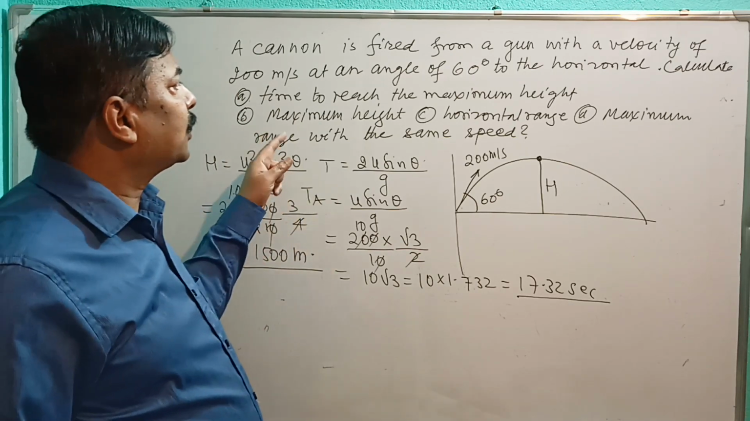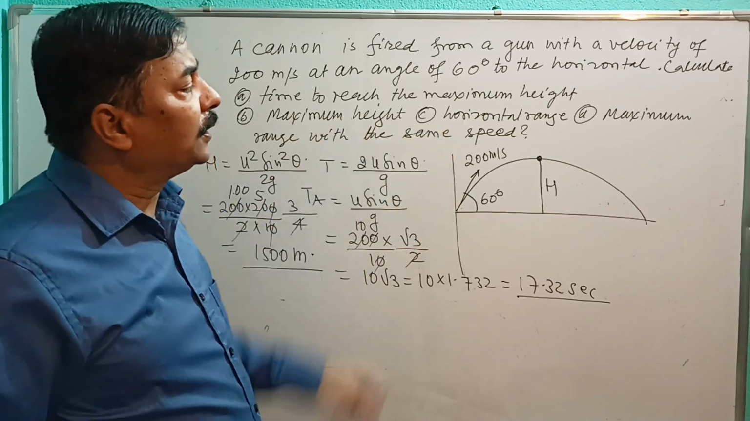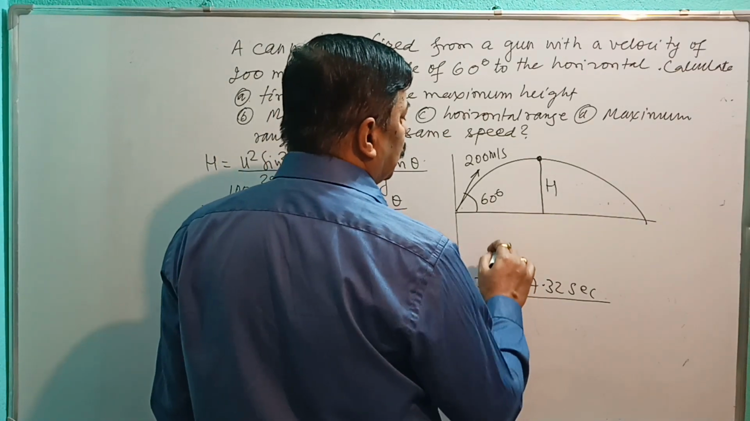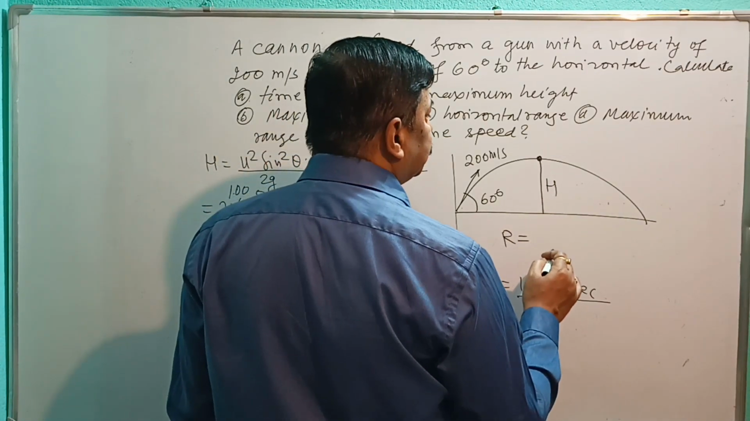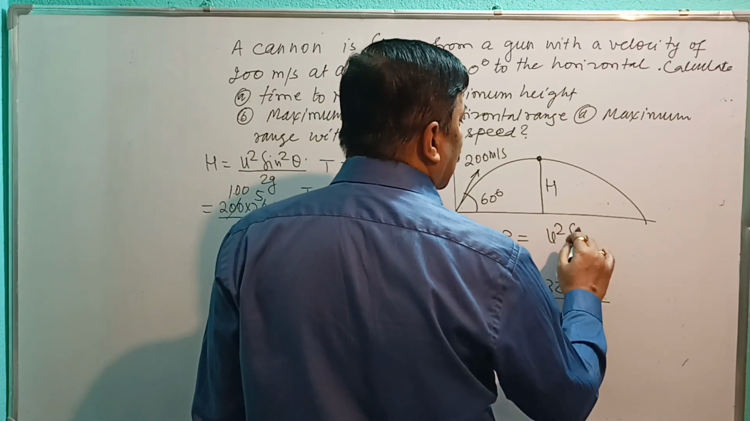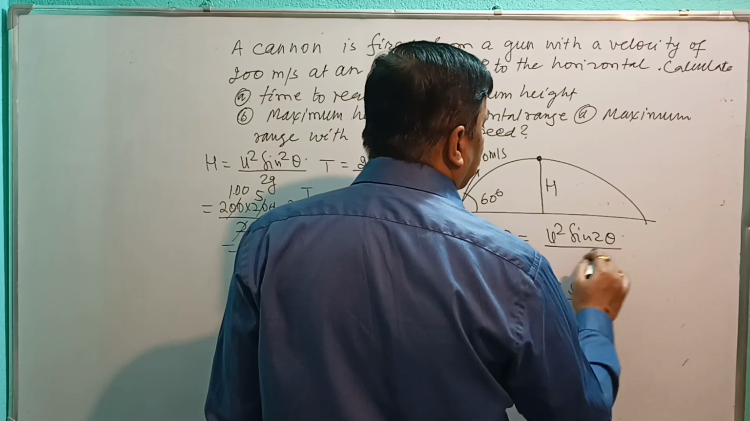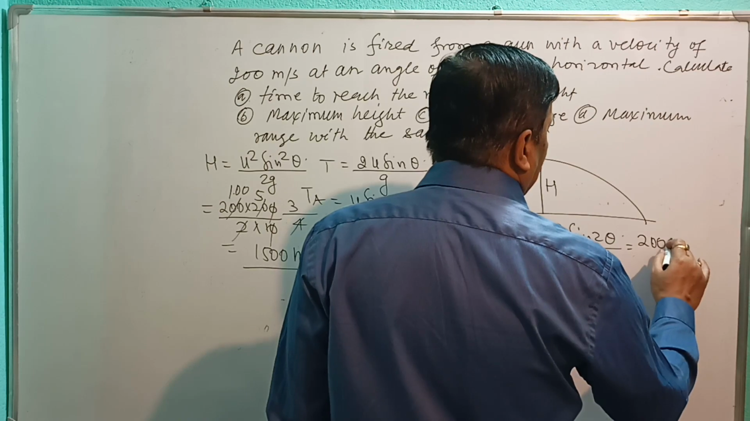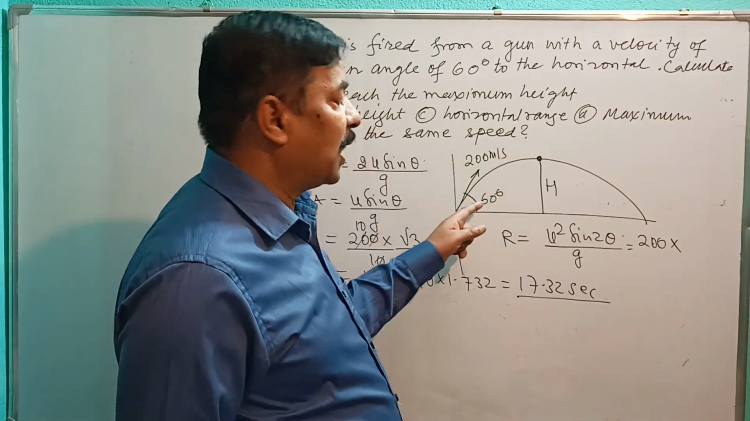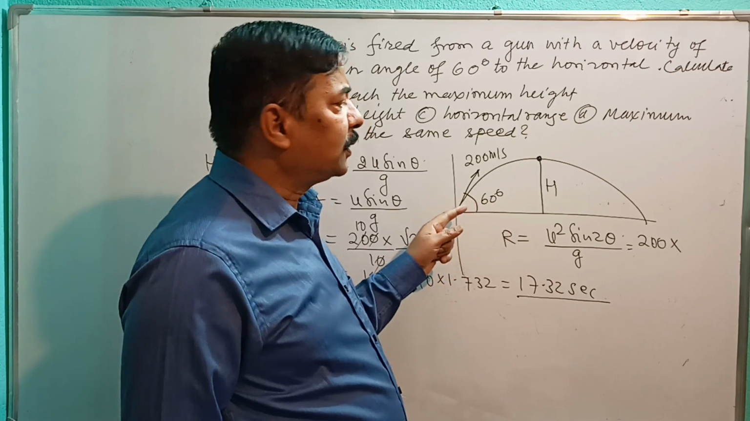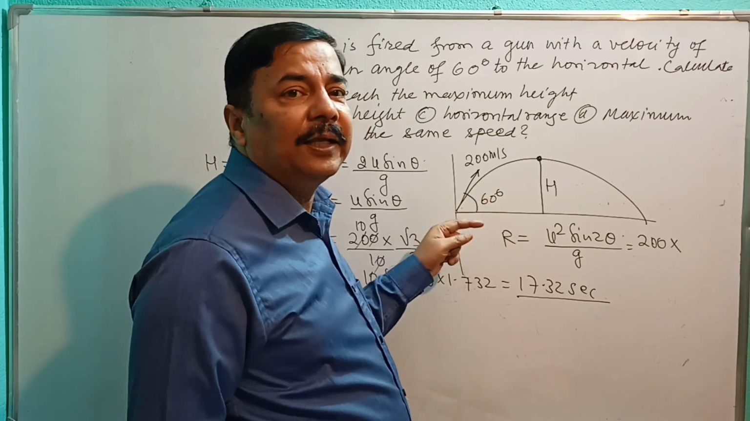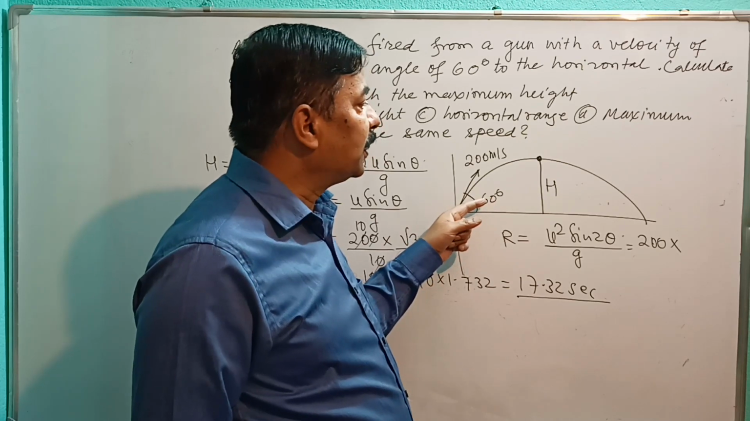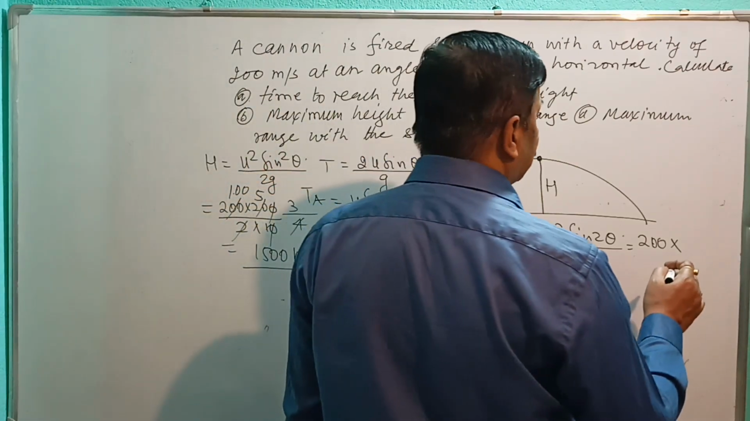Now they are asking the next question. What is the horizontal range? Again, a direct formula-based question. R is equal to u square sine 2 theta by g. u is your 200. Sine 2 theta, sine 120 degrees. I have discussed that for 60 and 30 the same range is there. So I can use 30 in place of 60 also. If I am using 30, then it will become 60.